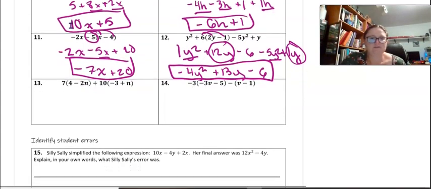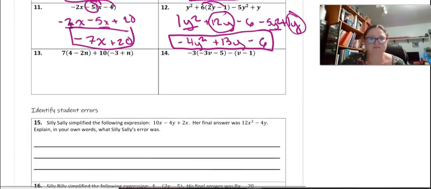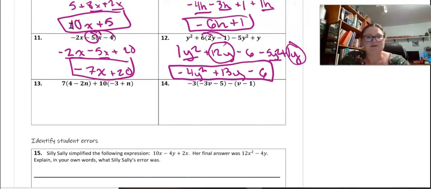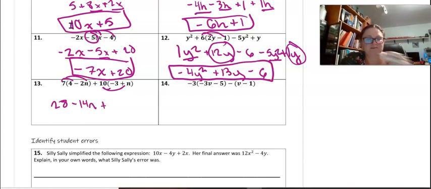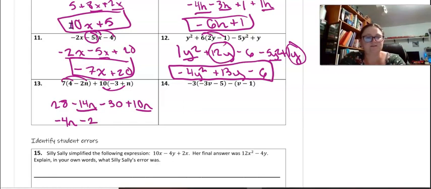All right, we're almost done. Just 3-4 more problems. So first we have this one. See, now we have 2 sets of parentheses. So first we have to distribute the 7 to both of those, and then the 10 to these two. So we have 7 times 4 is 28 minus 14n. And then we have plus, it's a plus sign, but then right here I'm going to have 10 times negative 3, so it's going to be negative 30, so minus 30, plus 10. I have 2 n terms. This is going to be negative 4n, and then minus 2, because 28 and negative 30 is negative 2.